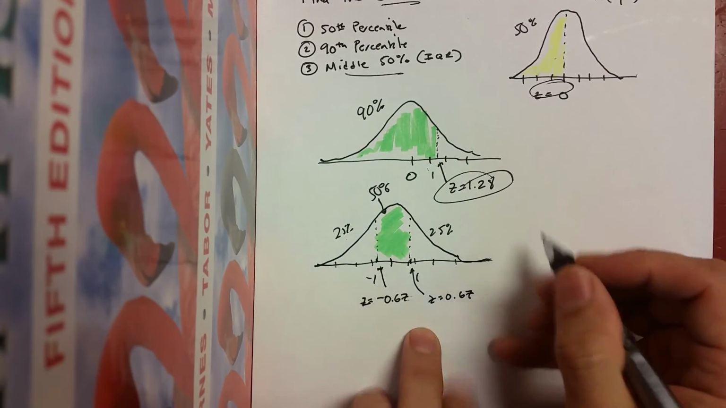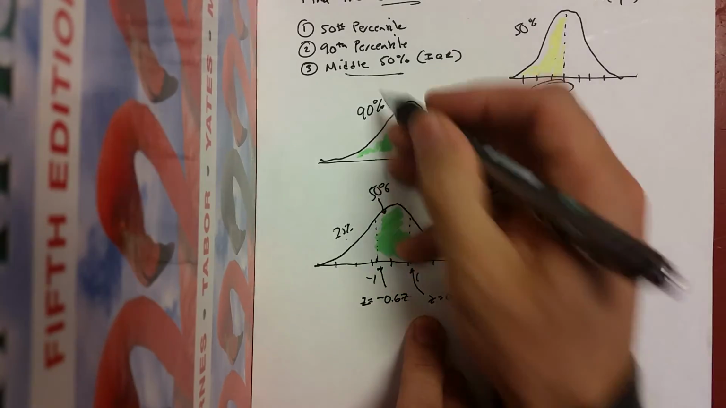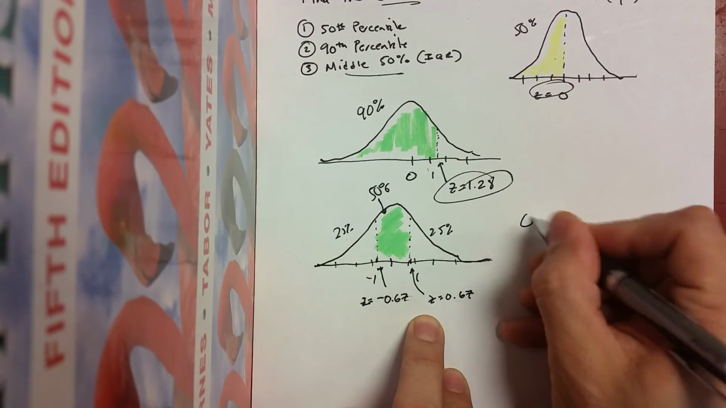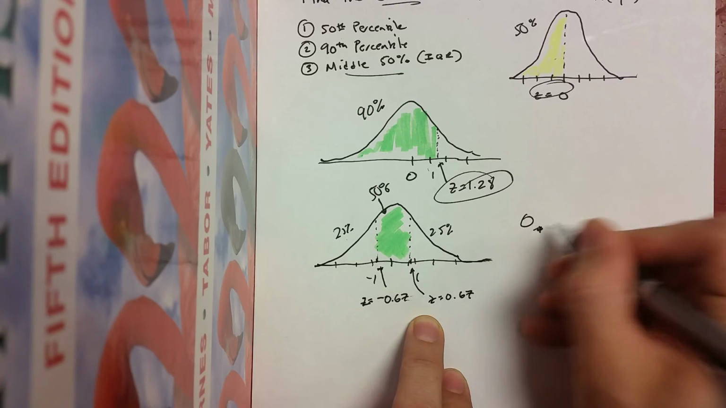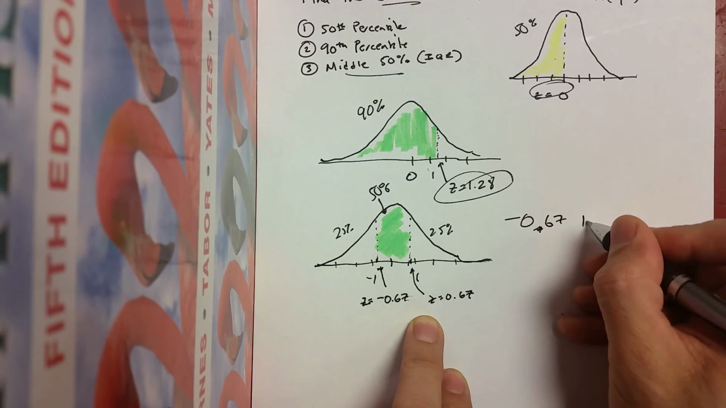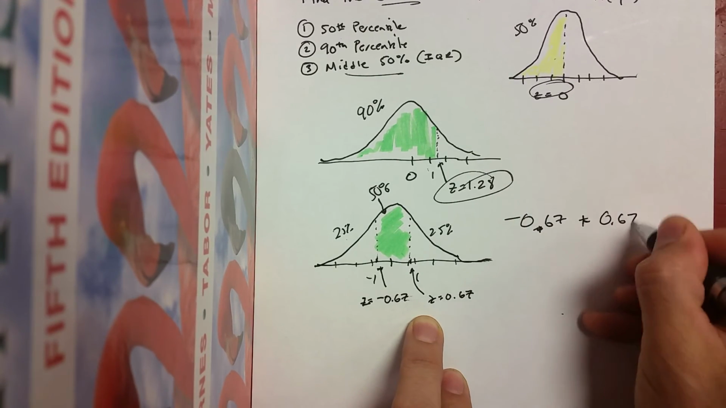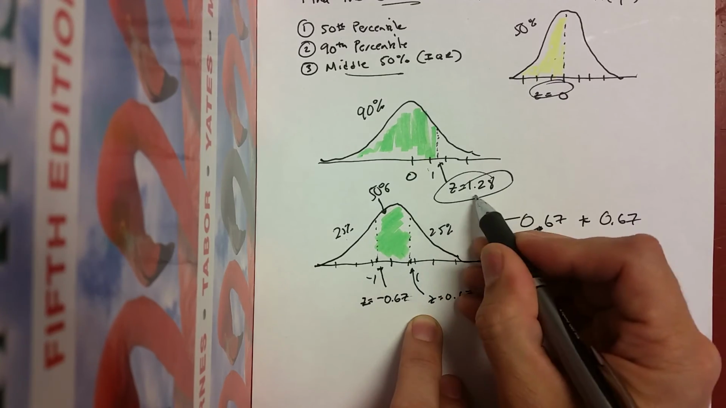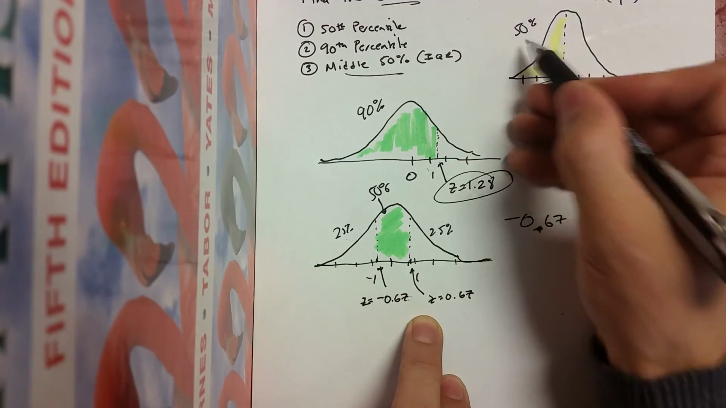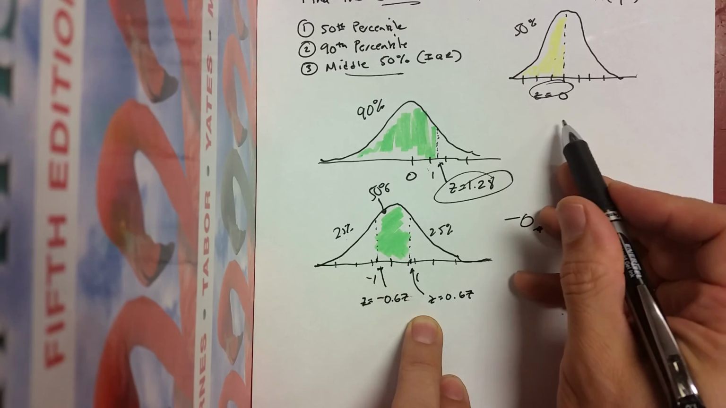So I'll say that the boundaries for the middle 50% are negative 0.67 to positive 0.67. And 1.28, remember, was the 90th percentile, and the 50th percentile was just 0.